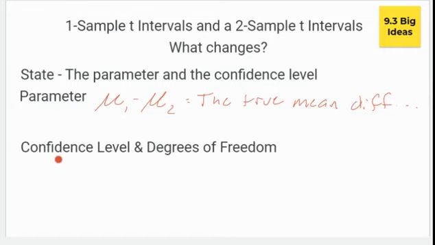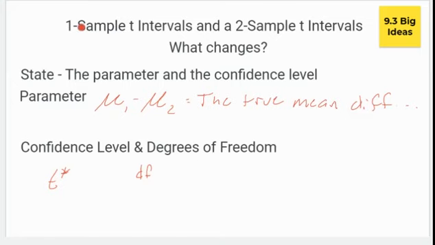Now, the other thing that we need to talk about is the confidence level and the degrees of freedom. So our confidence level is still going to be 90%, 95%, 99%. But for our confidence level, we are going to use t star for the difference between means, or a two sample t interval, the same way that we use t star for our critical value for a one sample t interval. So the confidence level is not t star, but the t star is determined by the confidence level. Now the degrees of freedom is where things get a little bit different.